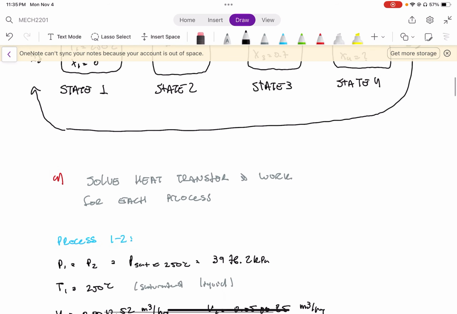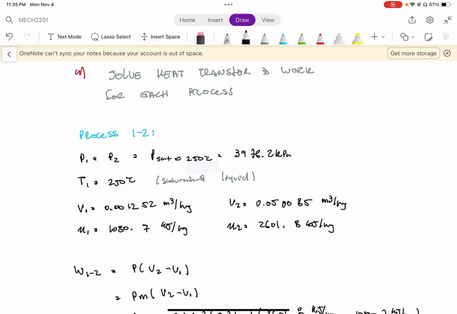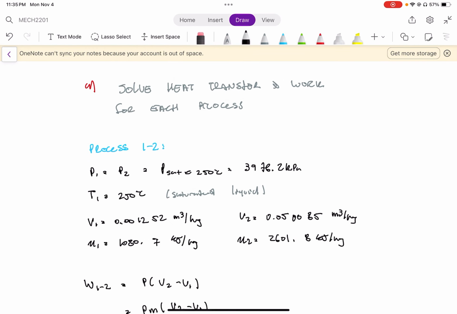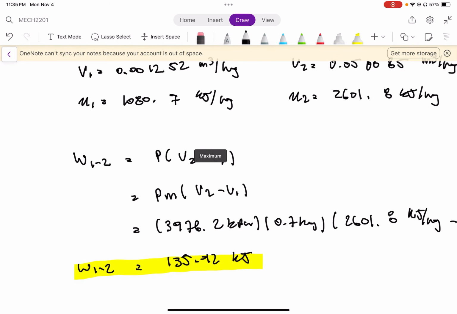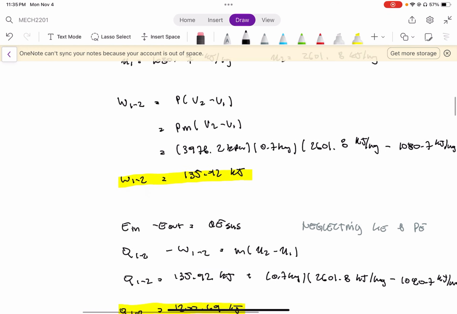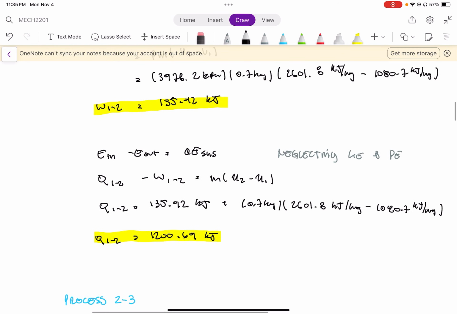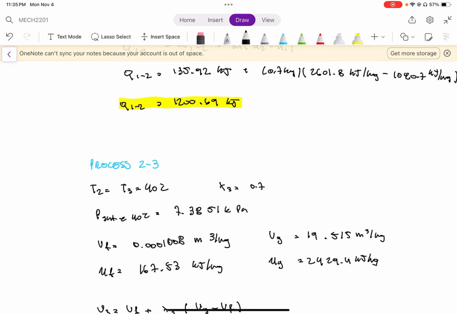For part A, we're trying to solve the heat and work for each of the processes. For process 1 to 2, these are the given variables, which we find from table A4. We find the work using this formula, then simplify it and plug in the variables. Work 1 to 2 is 135.92 kilojoules. We are neglecting KE and PE because that was our assumption, and we find that the Q for process 1 to 2 is 1,200.69 kilojoules.